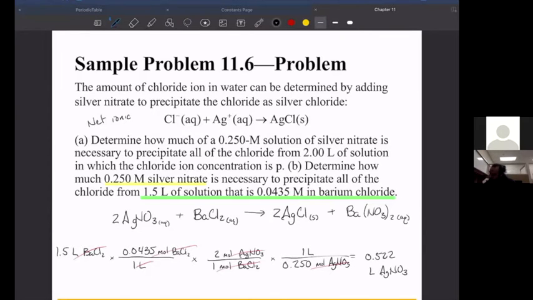Okay, and so take a second and determine how many sig figs I should have in my final answer. My concentrations both have 3 sig figs, but my measurement, my volume of barium chloride, only has 2 sig figs. So remember the rules for multiplication and division. I would only have 2 sig figs in my final answer, 0.52 liters of silver nitrate solution. This should be my final answer.